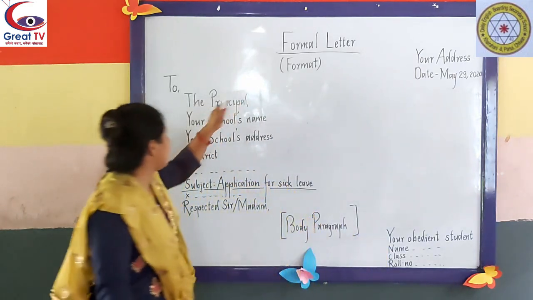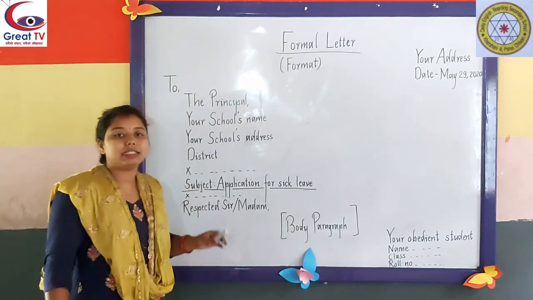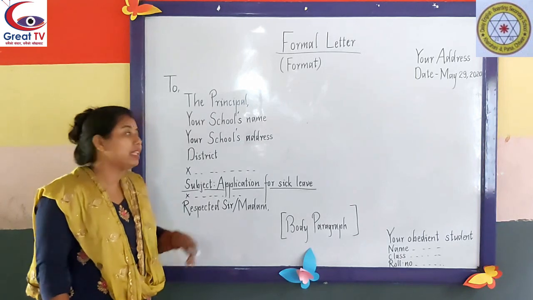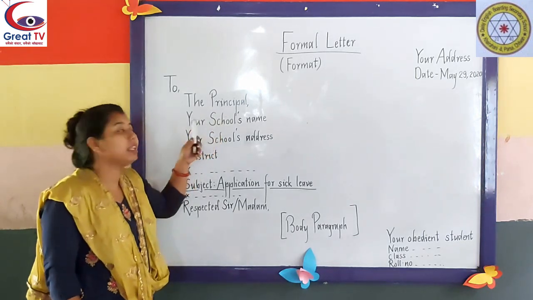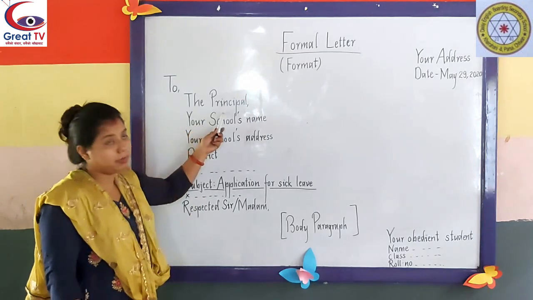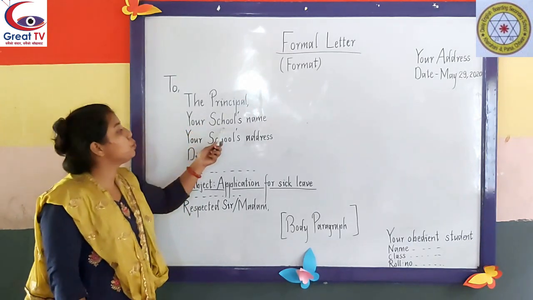Now come to this side. To whom are you going to write this letter? To the principal. If you are going to write this letter to your class teacher, then you have to write the class teacher here. But this letter you are going to write to your principal, so you will write the principal here. Next, your school's name.